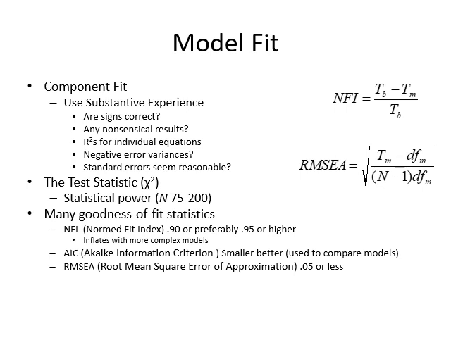So basically, there's component fit, subjective, substantive experience. Are the signs correct? Are there any nonsensical results? Are the R-squares where you'd expect them? Is there negative error variance? Are the standard errors seeming reasonable? This is basically a subjective process of looking at the correlations that you're finding within the structural equation modeling. If you're expecting two latent variables to be highly positively correlated, are they? Are there any nonsensical results? Are there any variables that you would never expect to be related that suddenly are? What are the effect sizes for the individual equations?